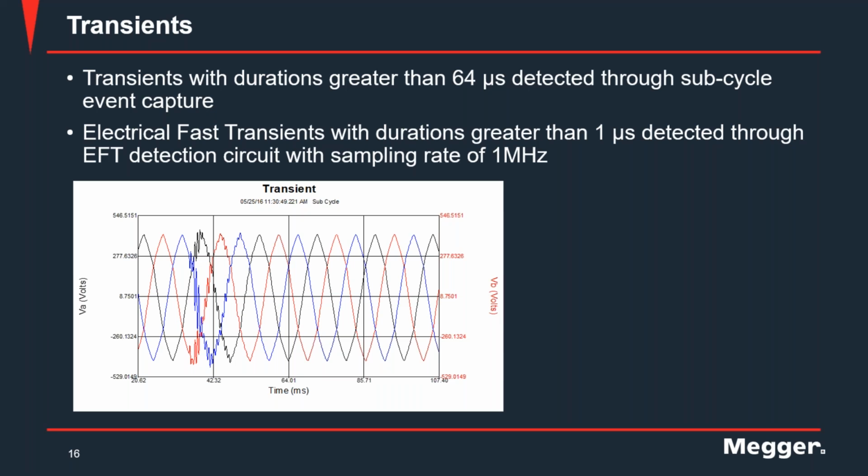And then you have shorter duration events called electrical fast transients, which can be detected using a separate circuit, which utilizes a sampling rate of 1 million samples per second. So it's a much higher sampling rate, and it helps the MPQ 2000 detect EFTs or VFTs, very fast transients.